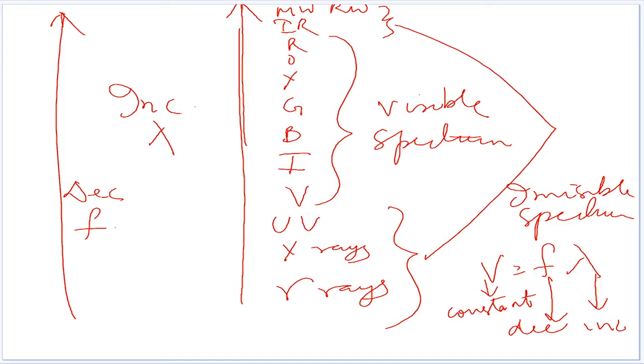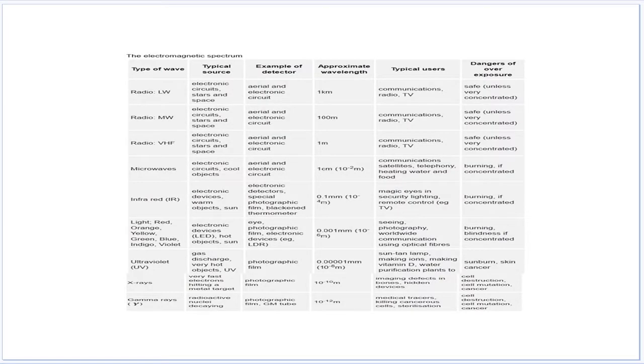You will be asked questions on arranging them, ultraviolet, X-rays, gamma rays, etc., either in increasing order of wavelength or decreasing order of wavelength, or increasing or decreasing order of frequency. So here is a list of the electromagnetic spectrum, in which we have enlisted the different types of waves, their typical sources, their examples of detector, their appropriate wavelengths, their typical uses and dangers of exposure. You can have a view of this list.